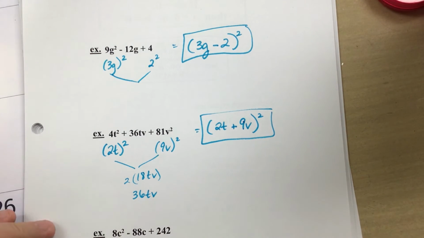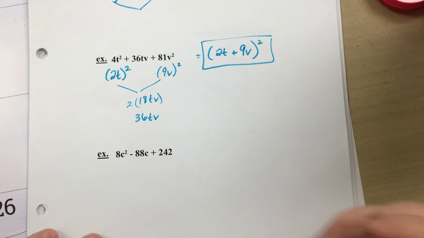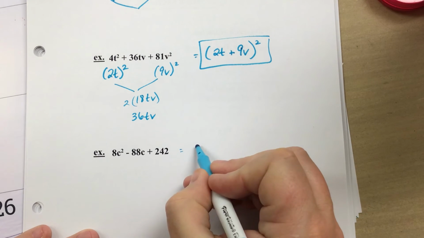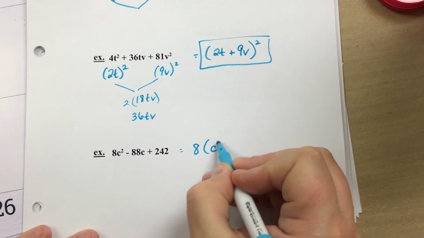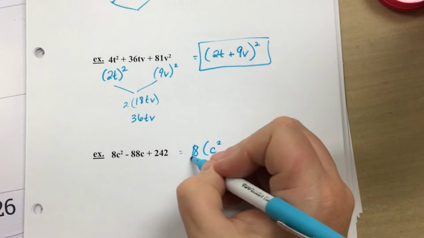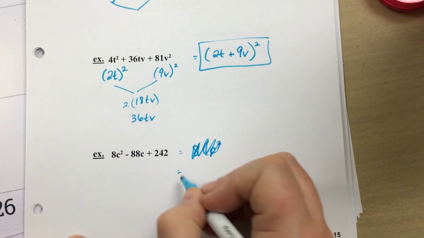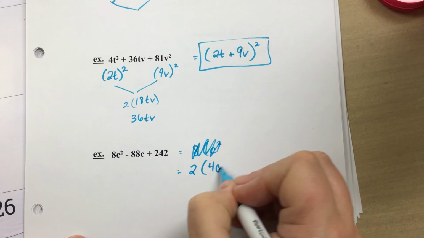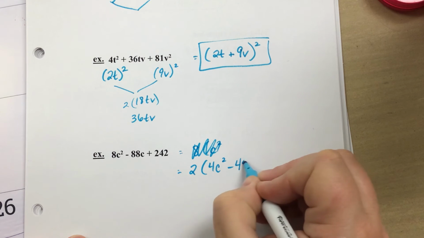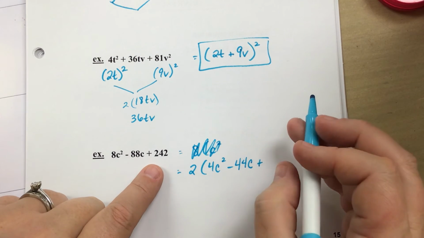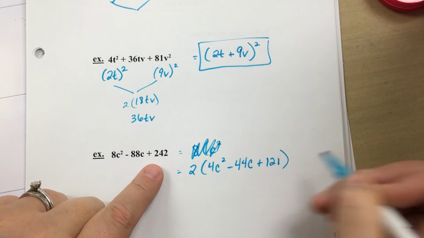Okay, if I look at the last one, I'm thinking I could factor out a GCF in this one. I'm thinking we can factor an 8. Actually, no, my bad. We can't factor an 8. Let's try a 2. So we're going to have 4c squared minus 44c plus 242 divided by 2 is 121.